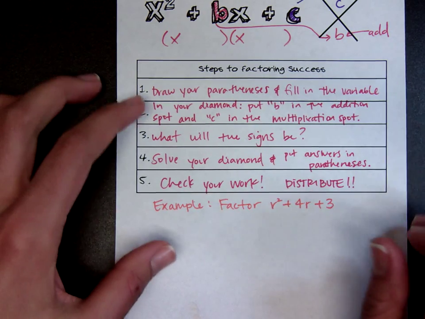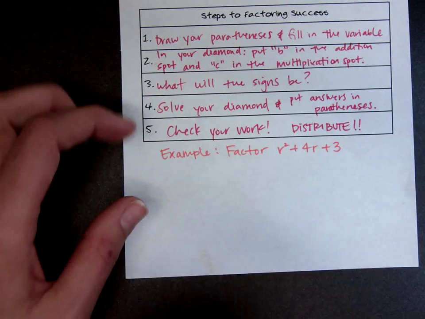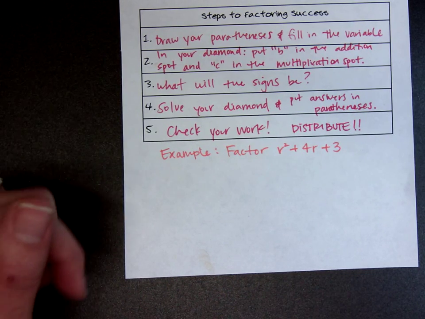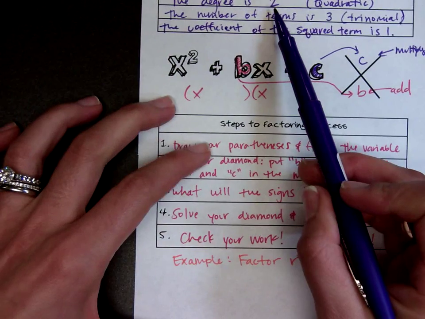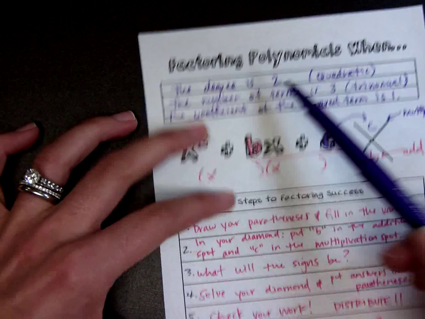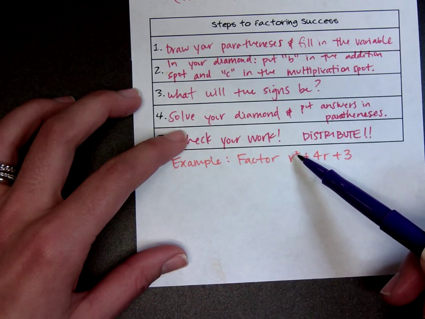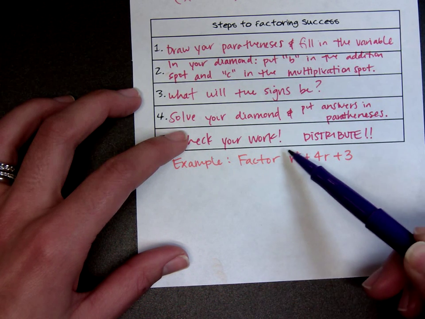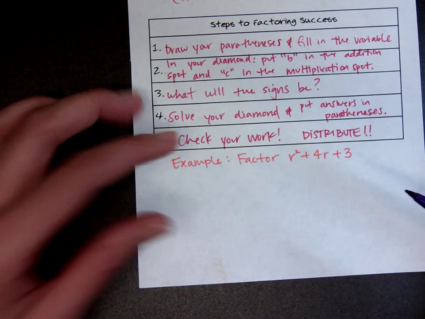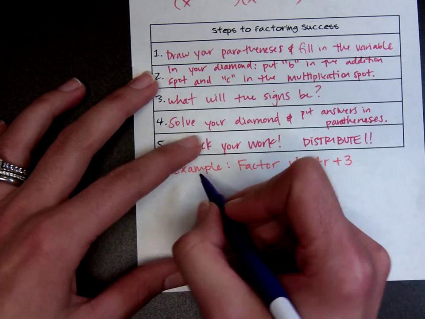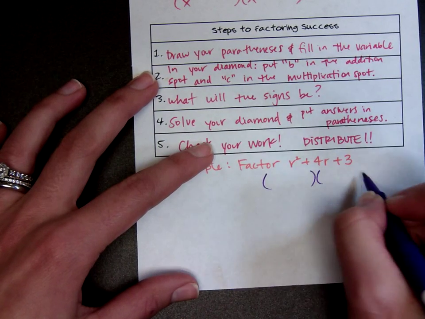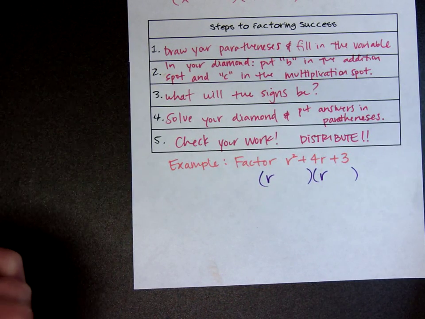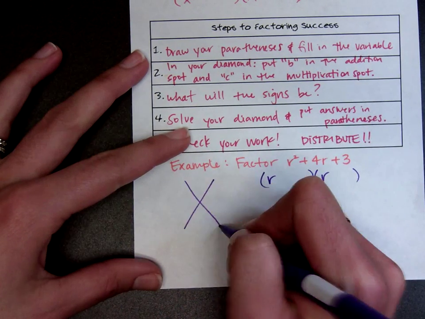Okay, so let's try one. We have this example. It says factor r squared plus 4r plus 3. So notice it has degree 2. My biggest exponent is a 2. The number of terms is 3. There's 3 things here. And the coefficient in front of the squared term is a 1. There's 1r squared. Okay, so I'm going to draw my parentheses. Put my variable in there. This time it's r.